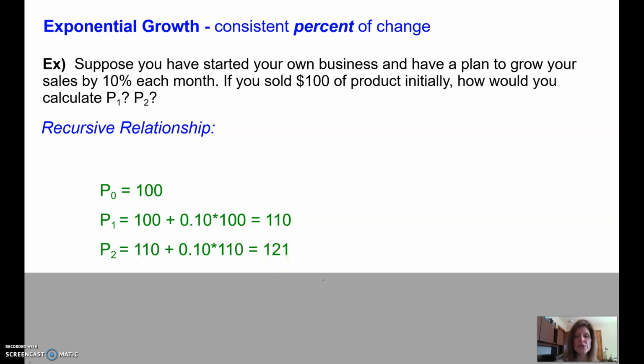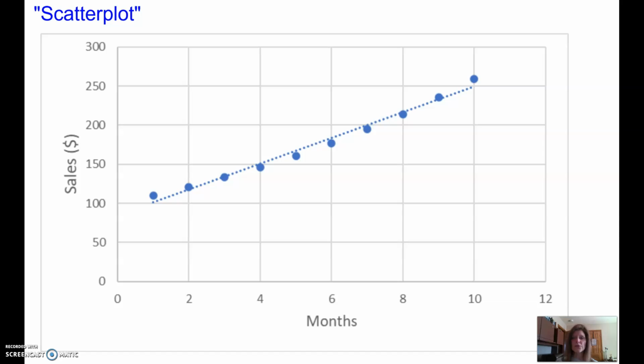Now, what's really interesting, I think, is that you notice we have a $10 change from initial to the first month, but then from the first to the second month, we're changing by $11. So even though I'm keeping the percent of change the same, the amount is going to vary. Well, that's not a big deal off. What would happen if we looked out a little further?